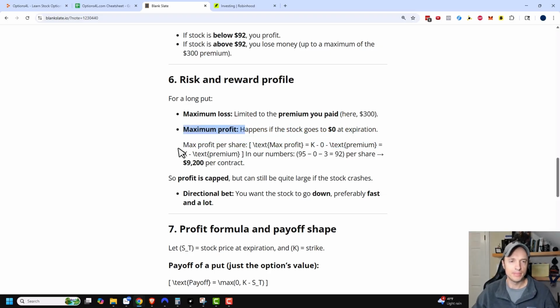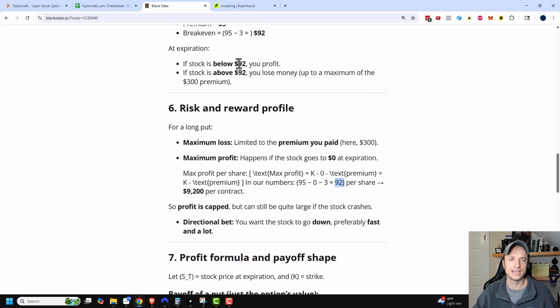My formatting got messed up right here, but the gist of it is you take the strike price minus the premium and you get your $92 break-even price, which is the same $92. So anything less than $92 is profit. And if the stock drops all the way to zero, that's how you would collect the maximum profit, which would be $9,200 because it's 92 times 100 shares.